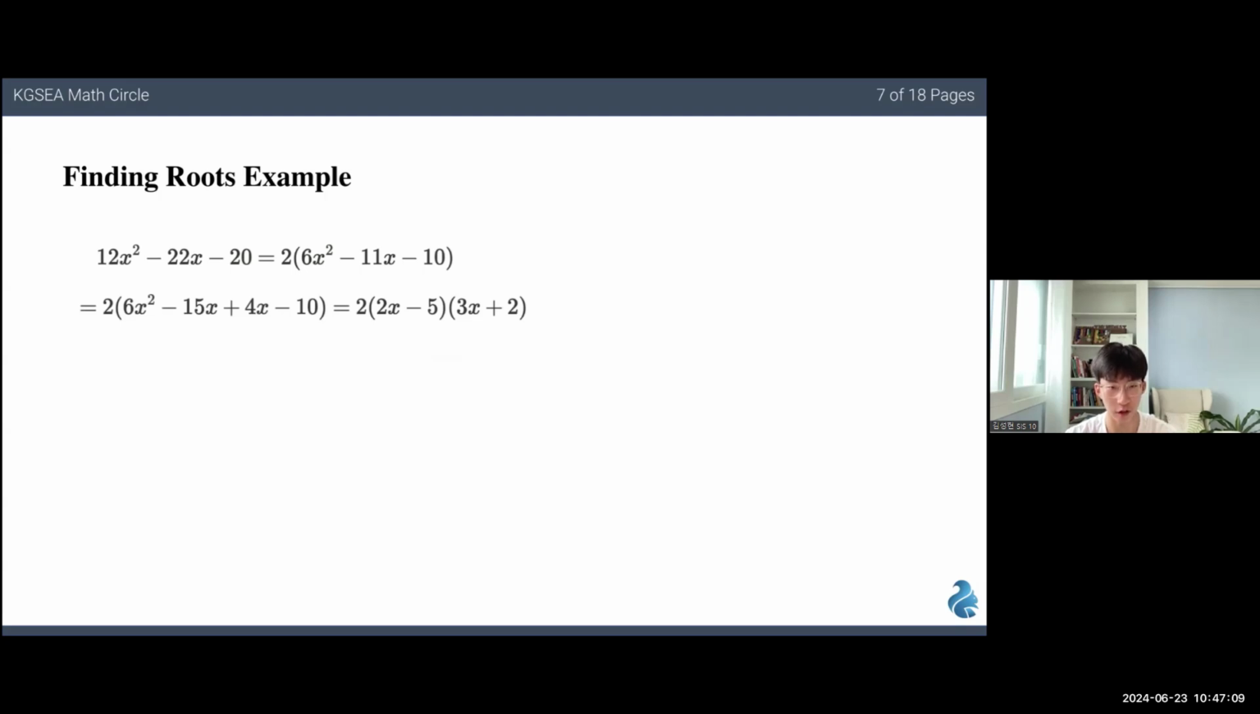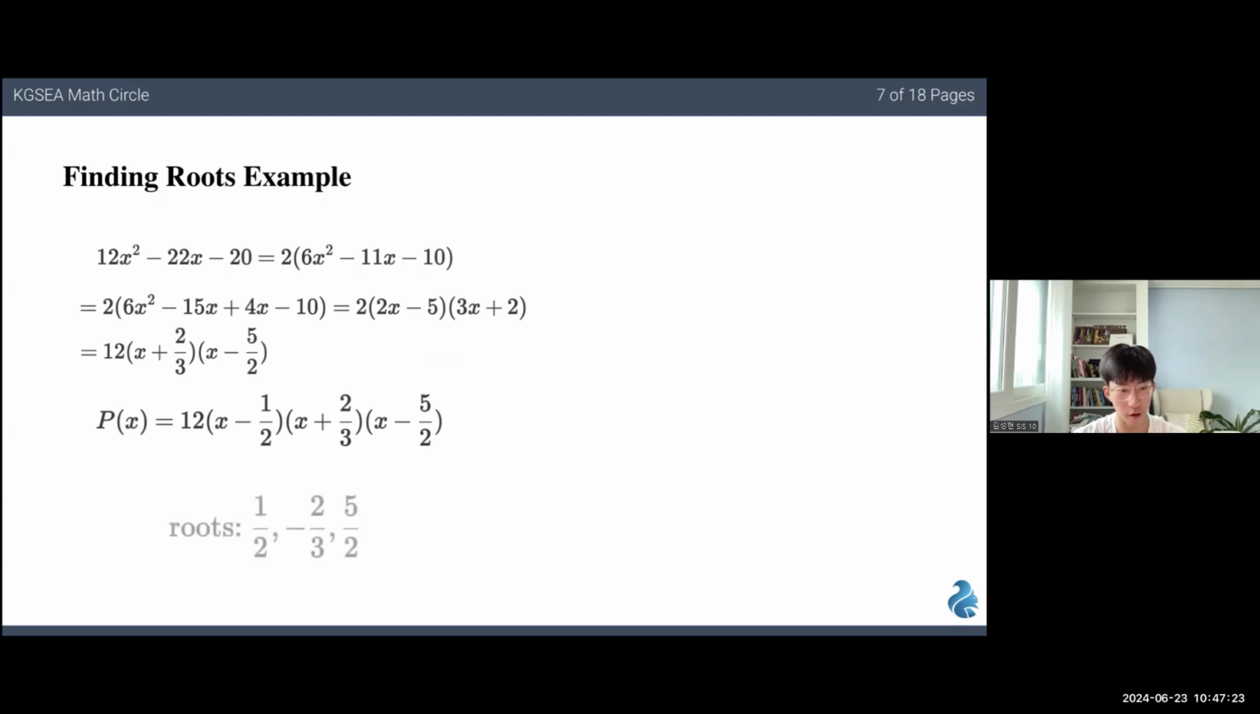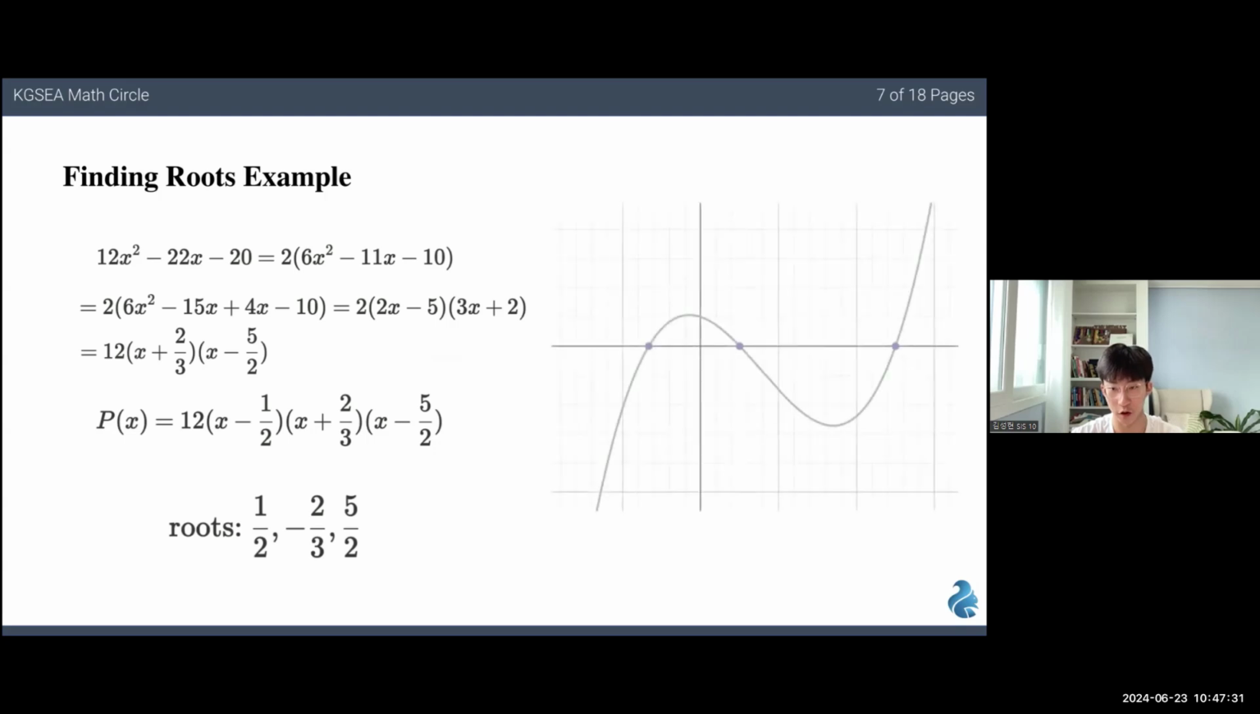And if we further factor out 2 and 3, then you would get this, and it's much easier to see the roots. So the original polynomial is equal to this expression here, and then the roots are pretty easy to discern, and they are 1/2, negative 2/3, and 5/2. And you can also use this information about the roots to sketch a graph pretty easily, which I've done here.